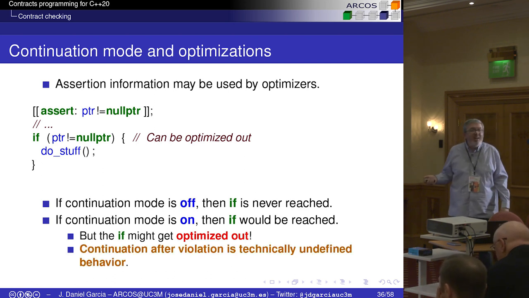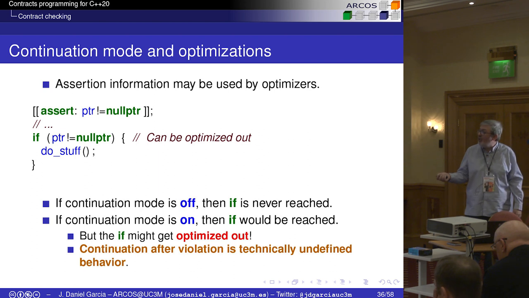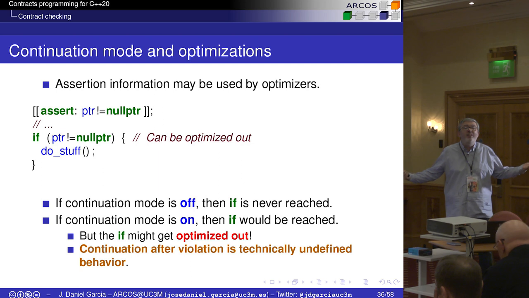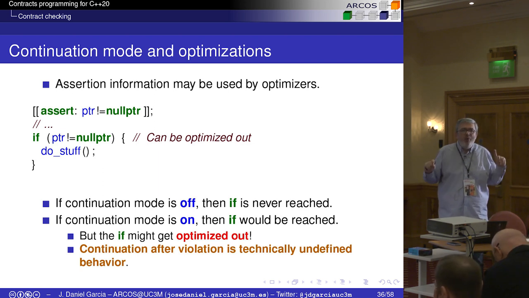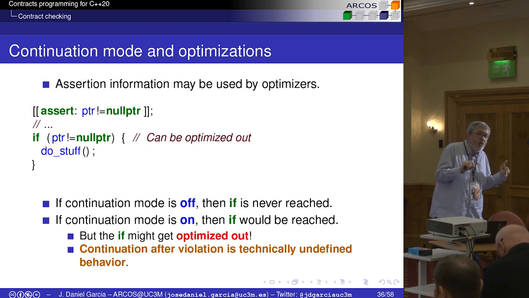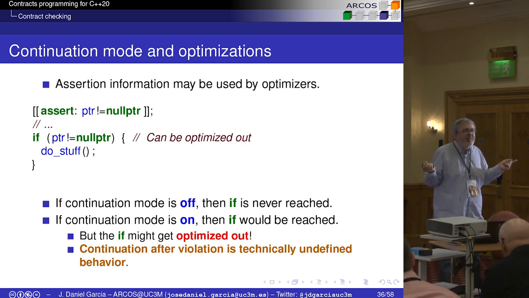So there is no problem with that, because continuation after violation of a contract is technically undefined behavior, sorry. Now, it might be the case that for some specific high integrity systems, you don't want this to happen. And the way you get that is that you disable that optimization.